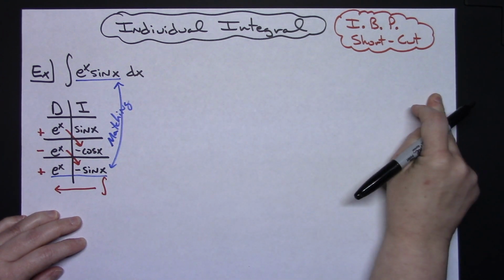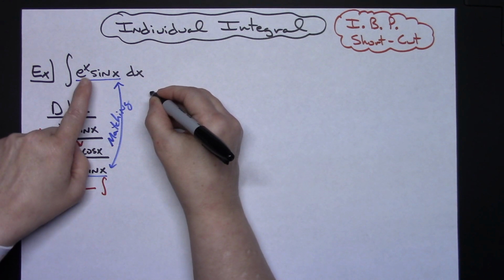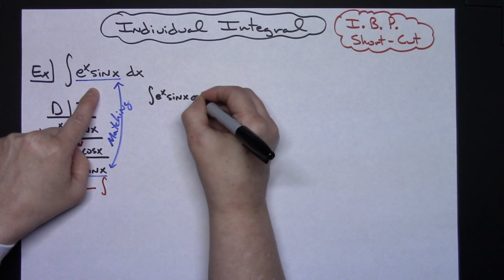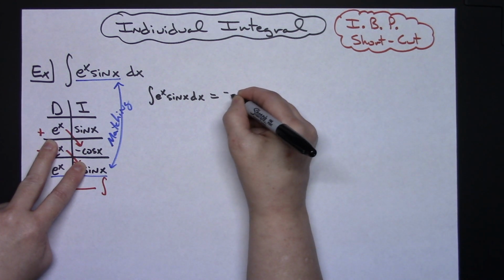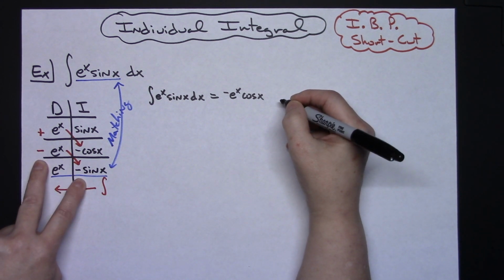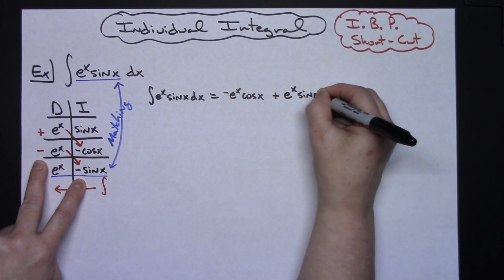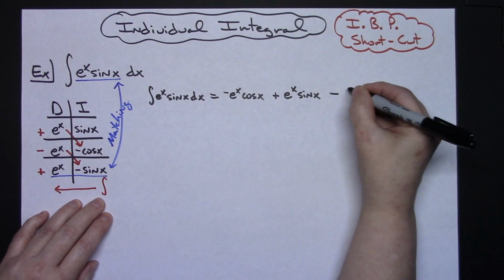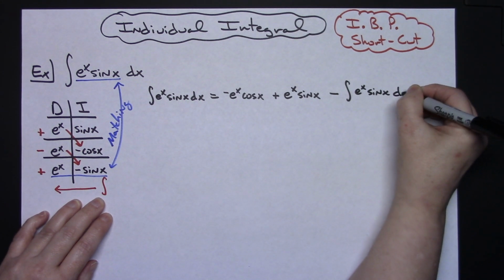So I'm going to rewrite this integral and make an equation to be able to solve this. I'm going to have my original integral, the integral of e to the x sine x dx. That's going to be equal to what I get when I multiply on the angle here, so a negative e to the x cosine x. Multiplying on this angle, a negative times a negative is going to be a positive, so a plus e to the x sine x. And then integrating going backwards here, it will be minus the integral of e to the x sine x dx.